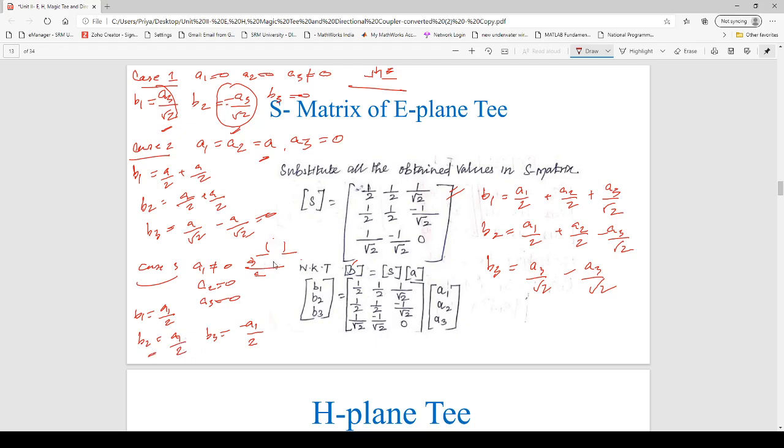And at port 3 I will have some minimum amount. Some amount of wave will be reflected to port 3. So it is minus A1 by 2. But I even have some output at port 1. What is that? It is a reflected wave. So likewise you can take different cases and see whether it is satisfying your E plane property. So with this we'll stop the E plane property.